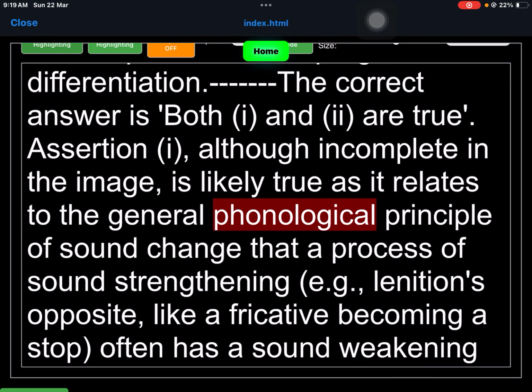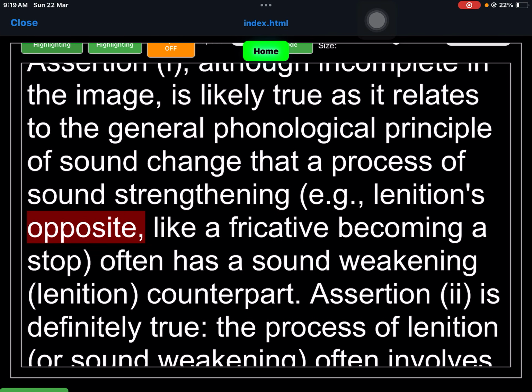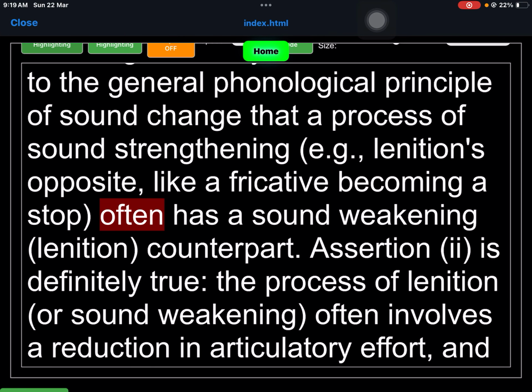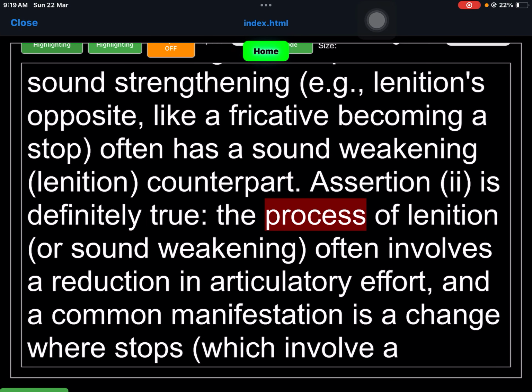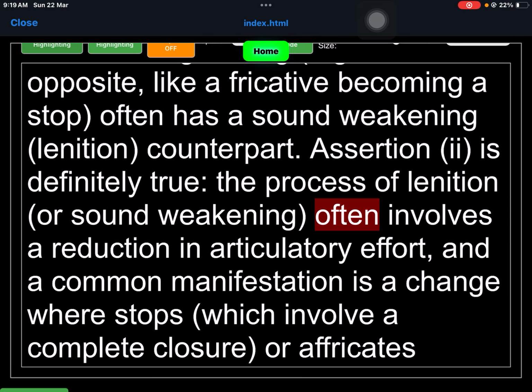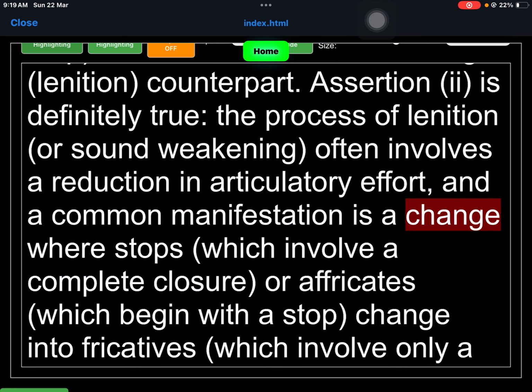The correct answer is both 1 and 2 are true. Assertion 1, although incomplete, is likely true as it relates to the general phonological principle of sound change, that a process of sound strengthening, like a fricative becoming a stop, often has a sound weakening, lenition, counterpart. Assertion 2 is definitely true.